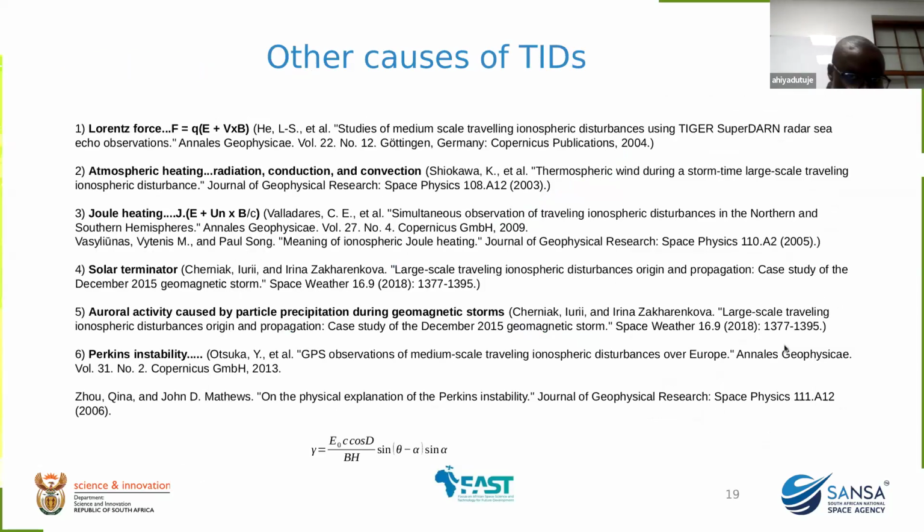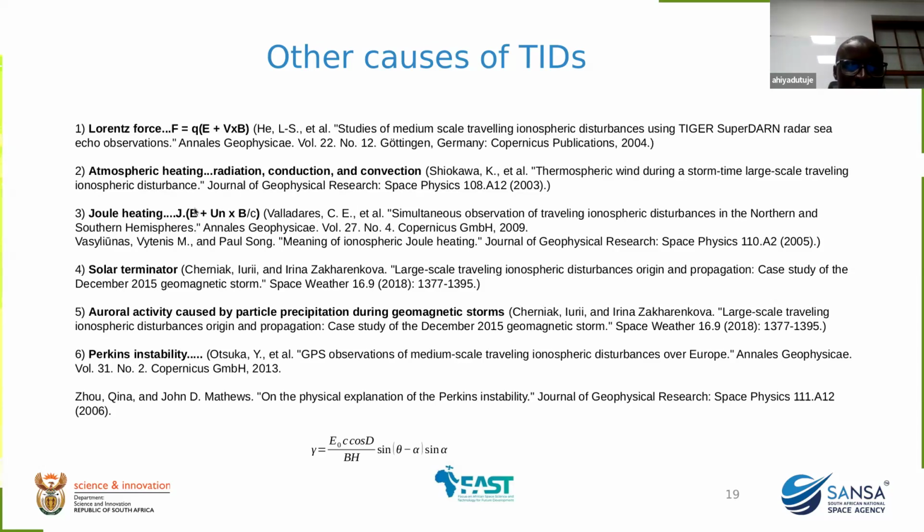So we have many phenomena, many physics, by which traveling ionospheric disturbances are generated. The other one is called the Lorentz force. This is the reference. You can read more about this mechanism and how they can generate TIDs. Atmospheric heating, radiation, conduction, and convection can also end up creating traveling ionospheric disturbances.